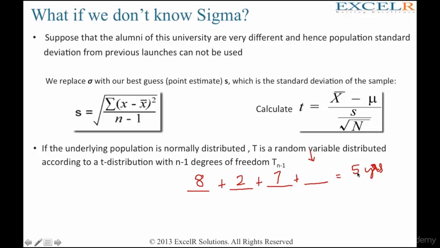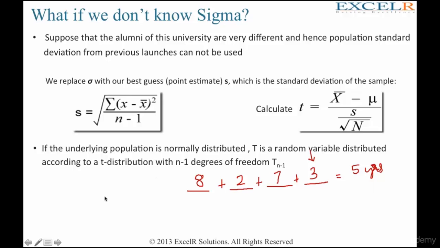Absolutely no. You have to choose only one value here. You do not have any freedom. You have to choose only 3. Only if you choose 3, the average work experience happens to be 5 years. It'll be 20, right? 8 plus 2, 10, 17, 20, 20 by 4 is 5 years. If I have any other value other than 3, I would not get this 5 years work experience.